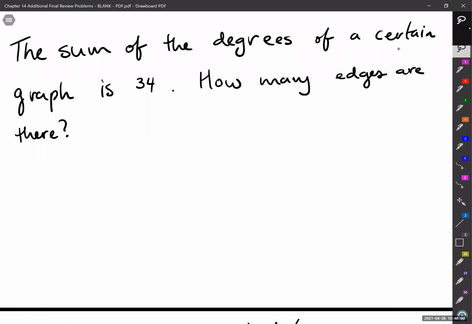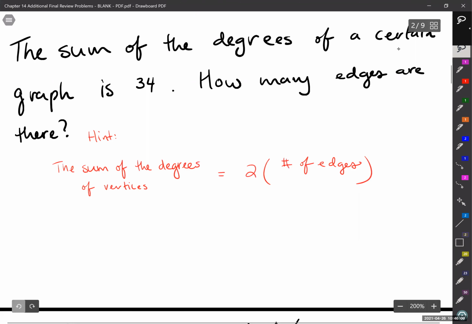So next, let's look at the problem. The sum of the degrees of a certain graph is 34. How many edges are there? And as we're thinking about this problem, remember the nice rule that we had, that the sum of the degrees of vertices is twice the number of edges. Give everybody a moment to think about how we would solve this.